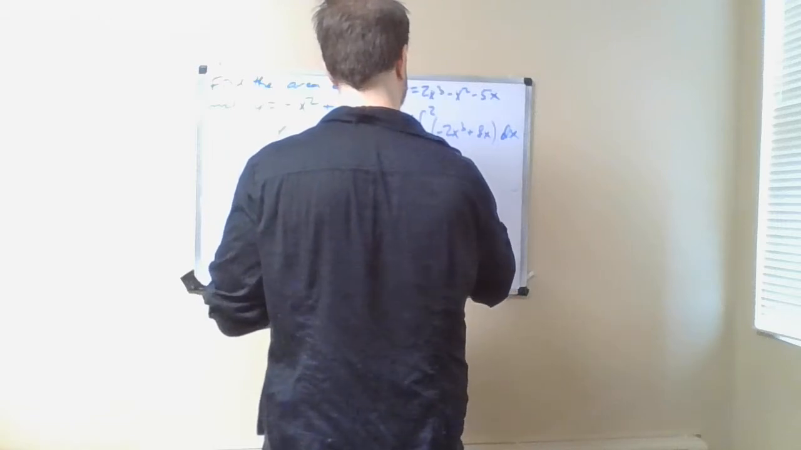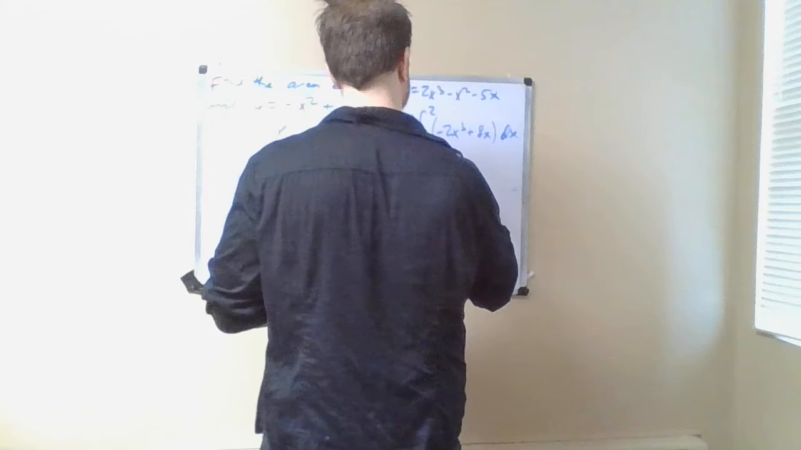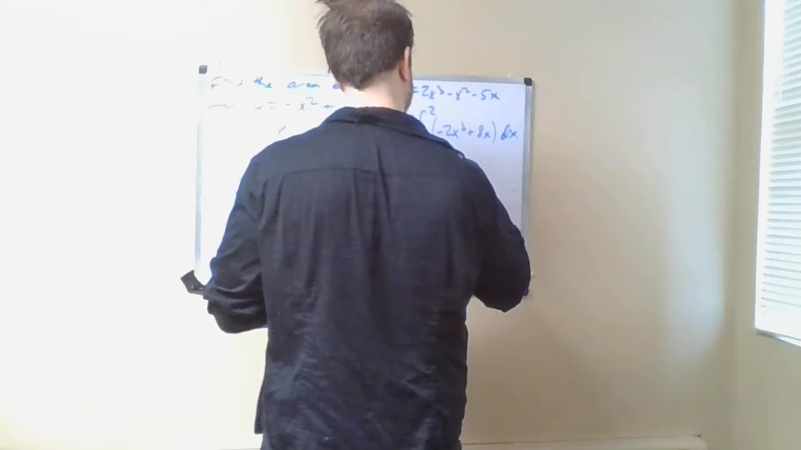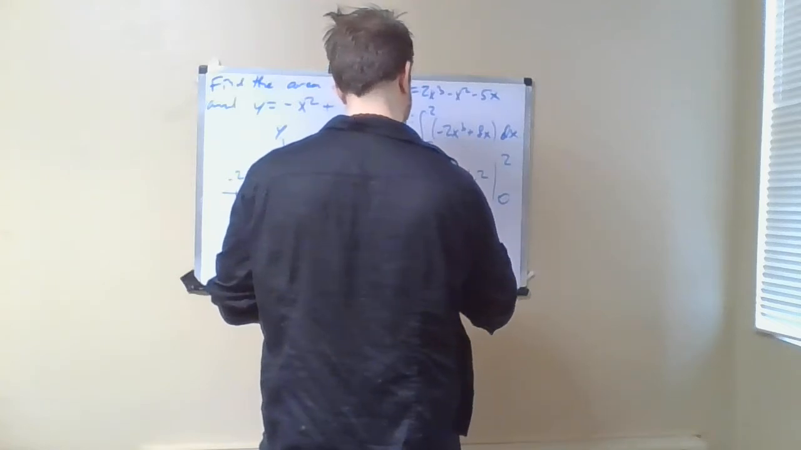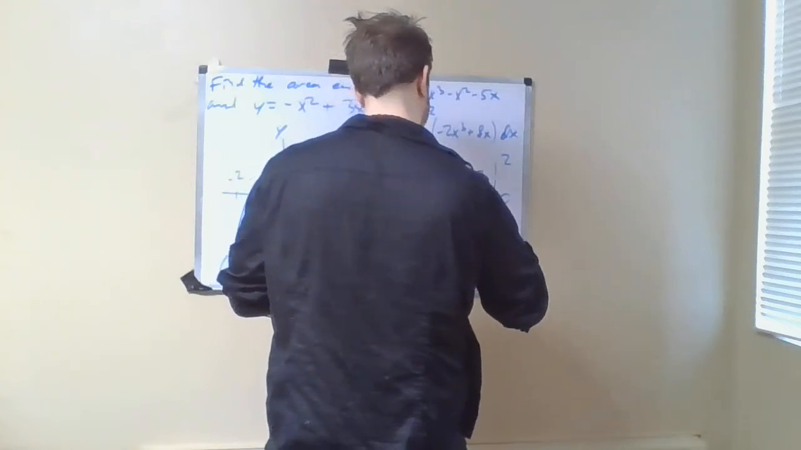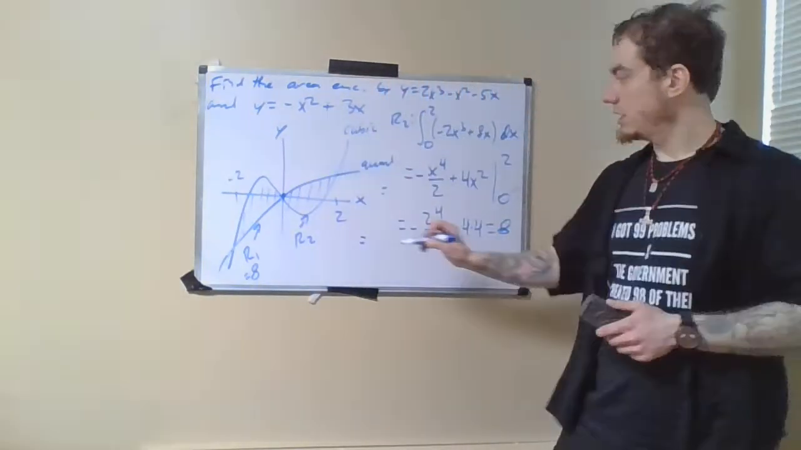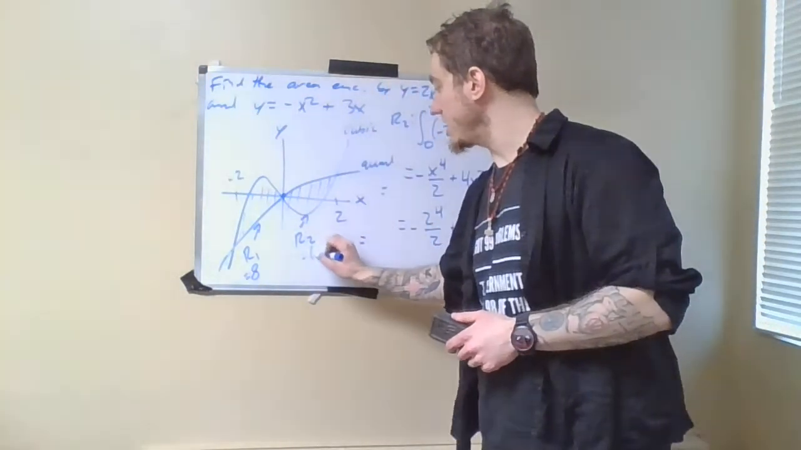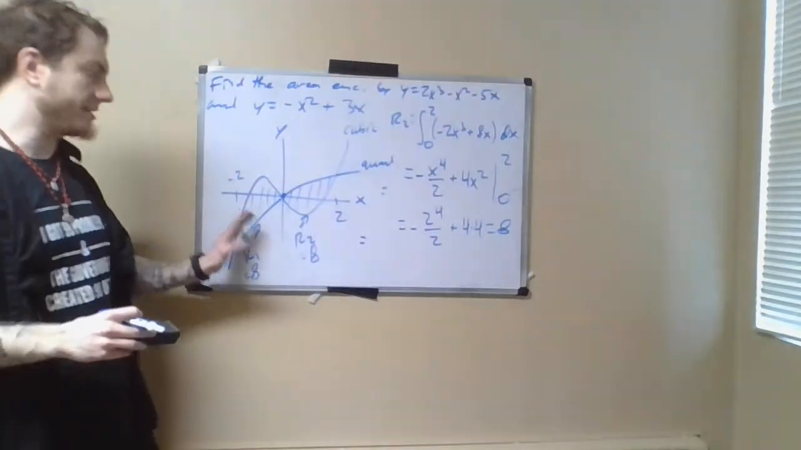We're going to end up with negative x to the 4th over 2 plus 4x squared evaluated from 0 up to 2. That is going to be negative 2 to the 4th over 2 plus 4 times 4. That's going to equal 8 as well. So R2 happens to be a total of 8. Now, don't expect that this is always going to happen.